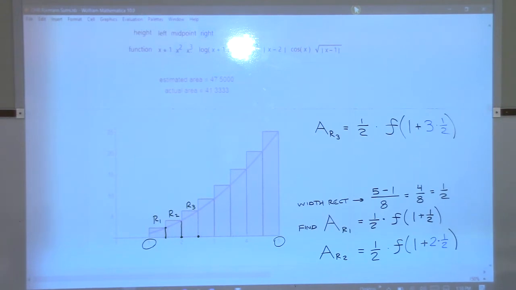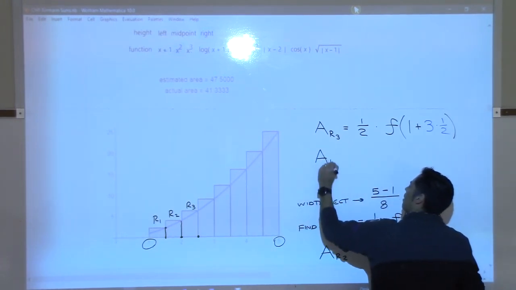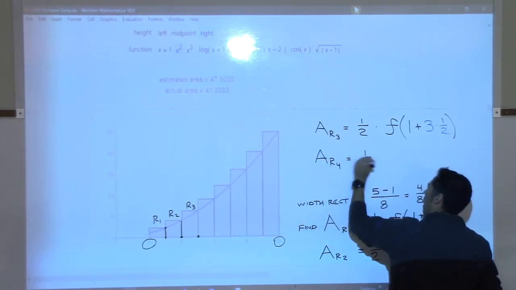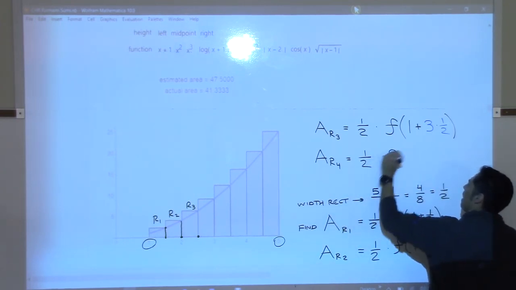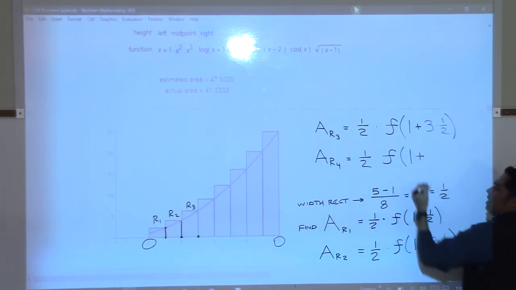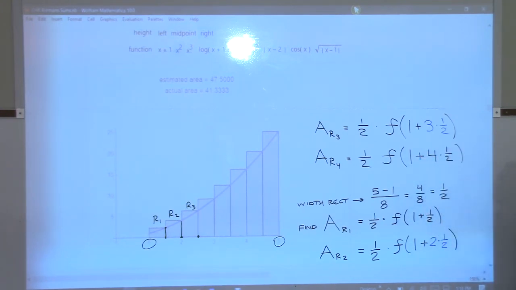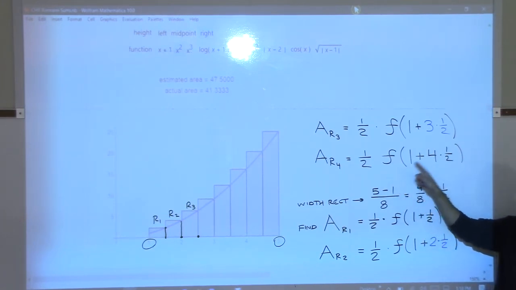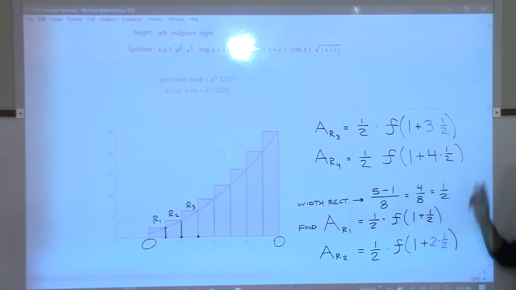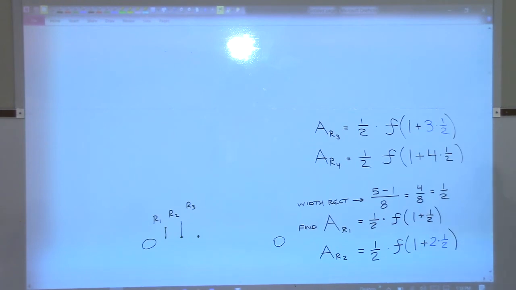All right. And do you see a pattern developing here? Let's see if we can get the fourth one. The area of the fourth rectangle is 1/2. That's never going to change. Function's value at 1 plus what? 4 times 1/2 this time. And then what would be the area of the fifth rectangle? 1/2 times the function evaluated at 1 plus 5, right? I'll write them all down. I may as well, yes? We only have 8 to write, so I've got to get rid of that.